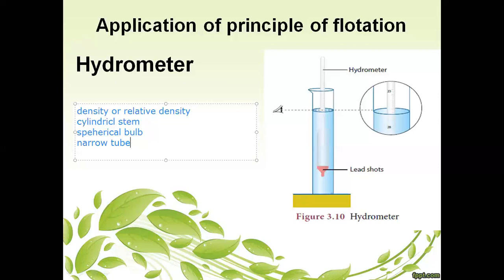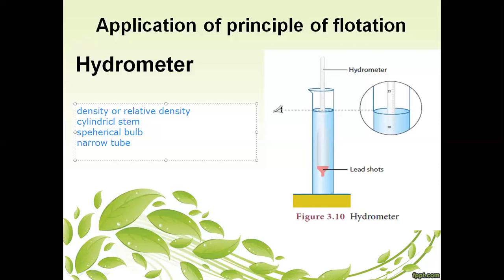The lead shots and mercury make the hydrometer float or stand vertically in liquids. The narrow tube has markings so that the relative density of a liquid can be read directly in the narrow tube.